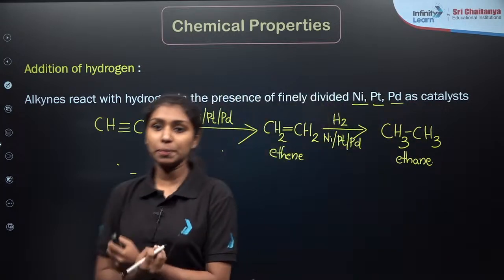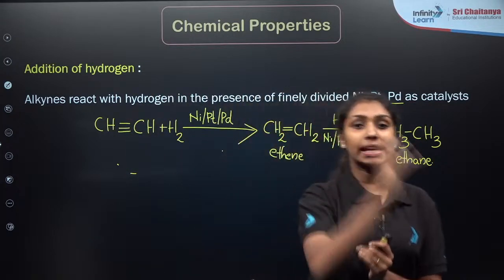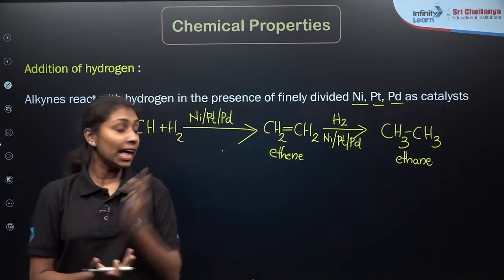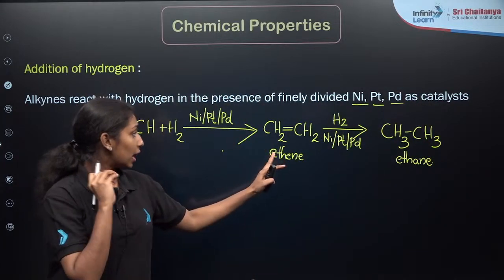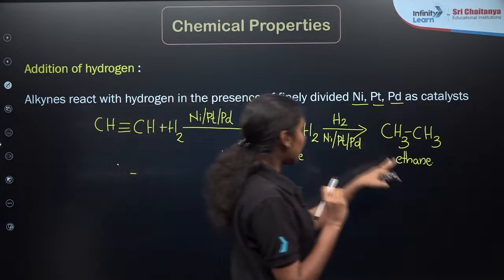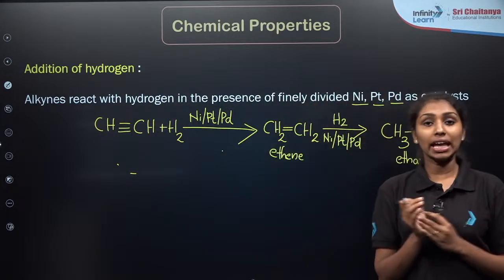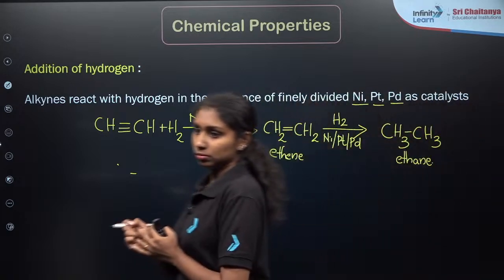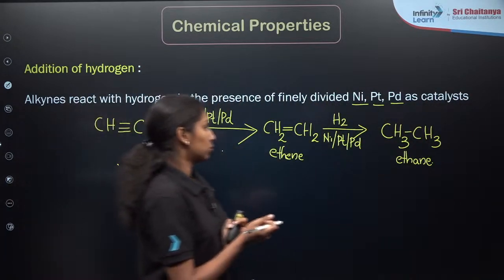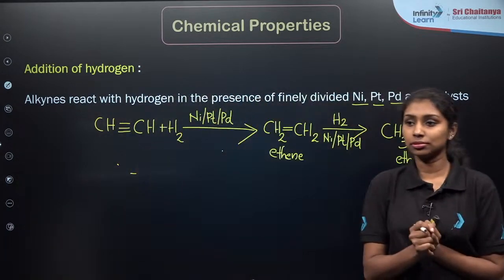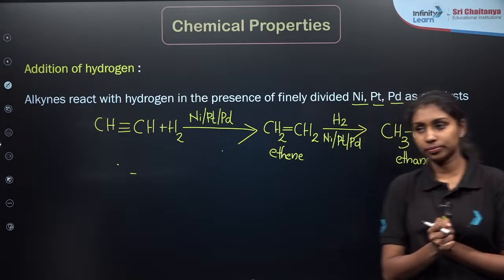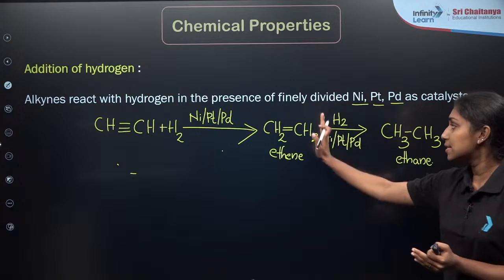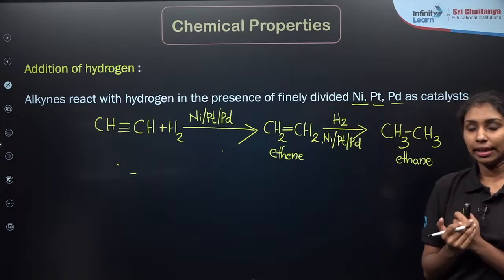Clear? If I am taking an ethyne molecule and adding hydrogen in presence of nickel, palladium or platinum as the catalyst here, I will first get an alkene compound, then on further reaction it will combine to form an alkane compound, right? Yes, right. If I want to stop this particular reaction at this step, what do I have to do here? Anyone?